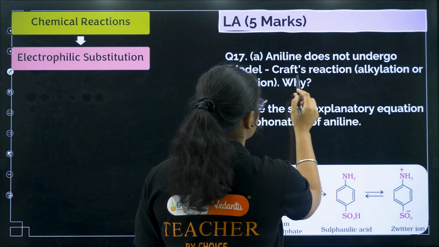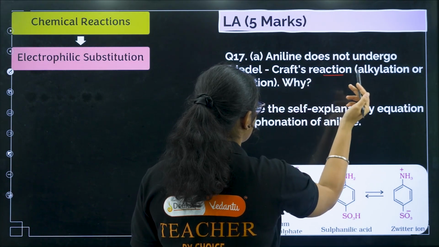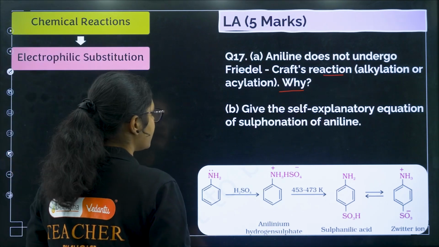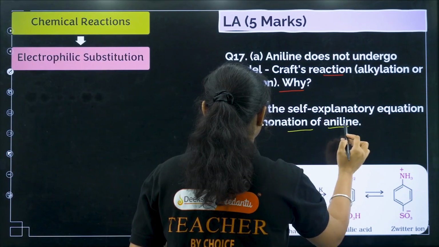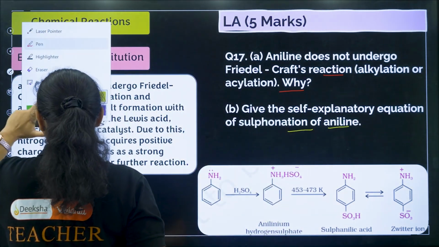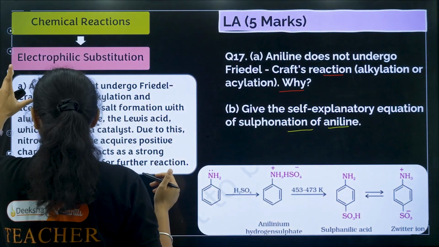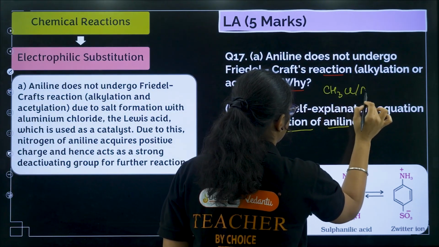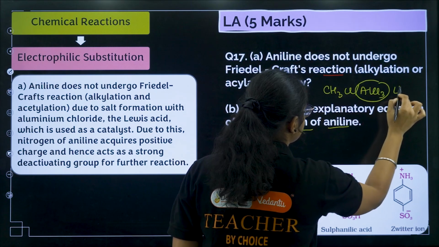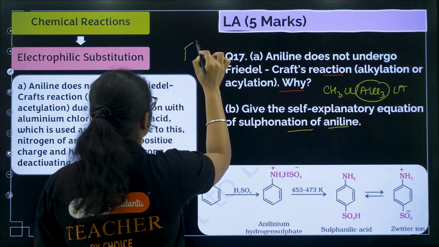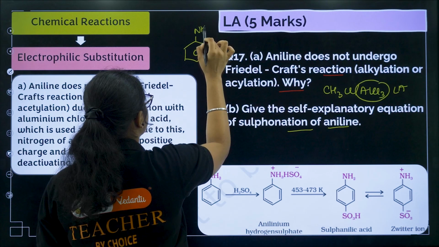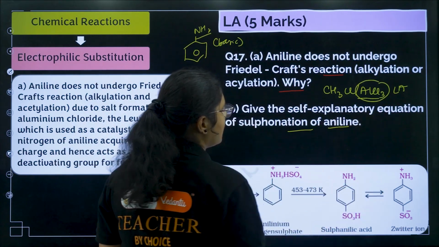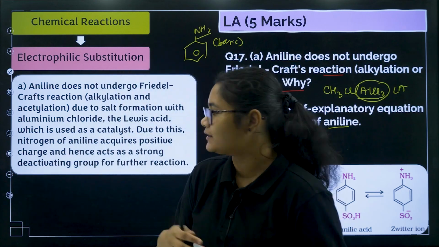Okay, next question number 17 on the same electrophilic substitution. Why does aniline not undergo Friedel-Crafts reaction or acylation? Also, give the self-explanatory equation for sulfonation of aniline. First, talking about the Friedel-Crafts reaction: if you remember, what is the reagent? You need CH3Cl with AlCl3, right? This AlCl3 is a Lewis acid, and in aniline we have this NH2 group, which is basic in nature, right? So this base and this acid will react with each other. That is what happens.